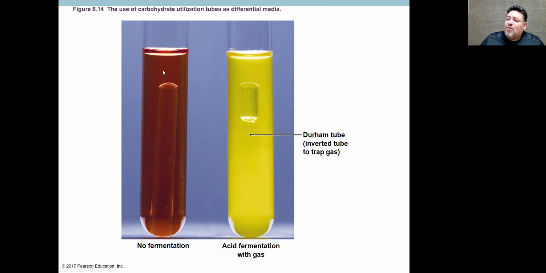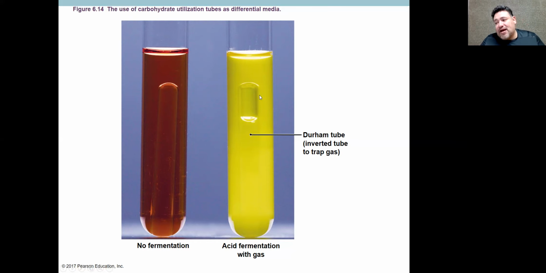In this one, we have sugars, we have a pH indicator, and we have an upside down tube called a Durham tube. So if the pH is red, that means that it's alkaline to neutral. And if it's yellow, that means that it's acidic, okay? So you can see that this organism, when it was put in here, did not grow well, or if it grew, it did not catabolize sugars. So there was no fermentation. So the media stayed red, and there's no gas in the Durham tube.